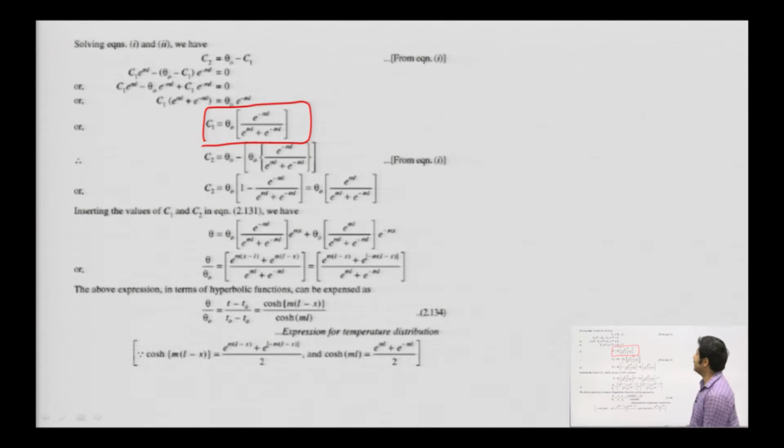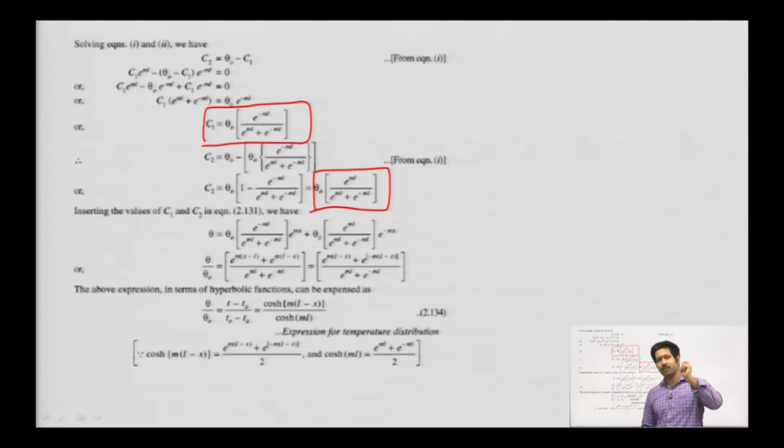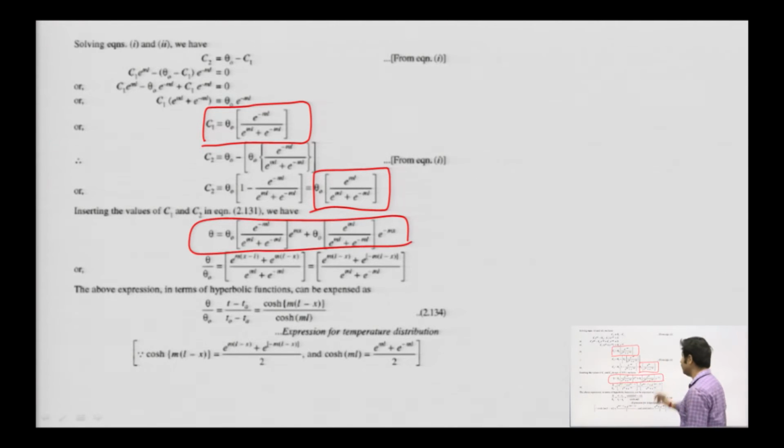that is theta naught into e to the power minus ml by e to the power ml plus e to the power minus ml. And C2 is this, that is theta naught e to the power ml by e to the power ml plus e to the power minus ml. So you need to substitute the values of C1 and C2 into the general solution of the second order differential equation. Once you insert that, you try to rearrange it.